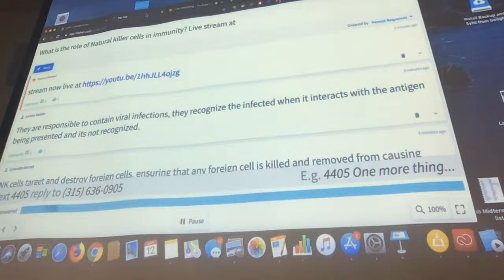The death package, which, by the way, is a pretty cool name, basically consists of a whole bunch of nasty enzymes, toxic chemicals, things that will stimulate apoptosis. It's a death package. You can guess what it does.